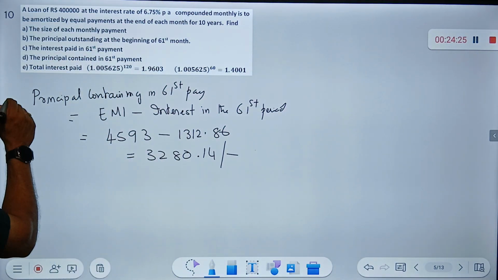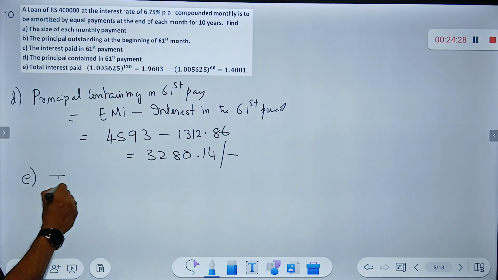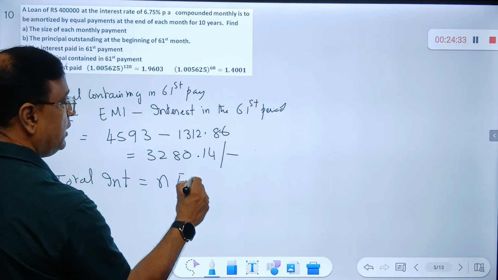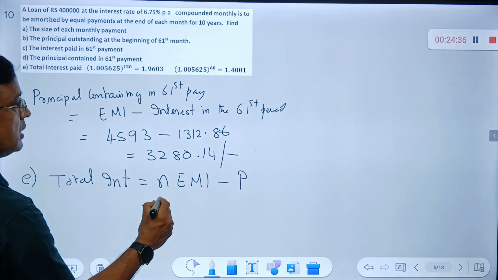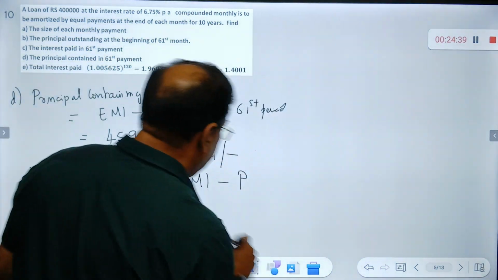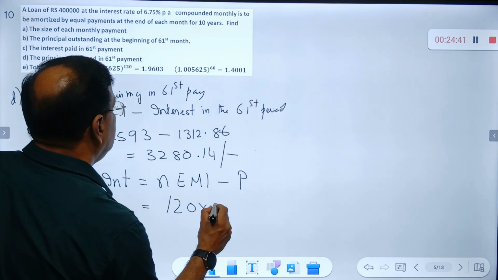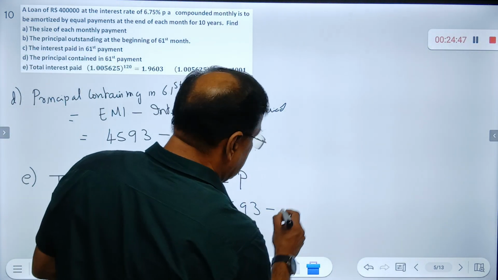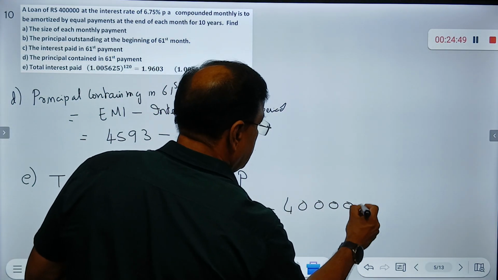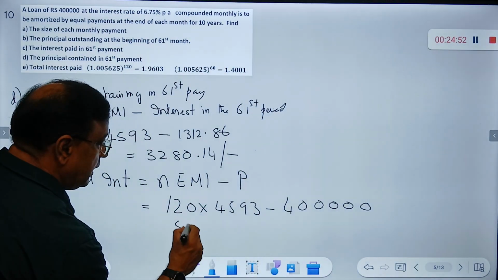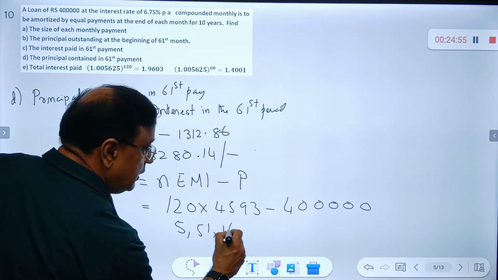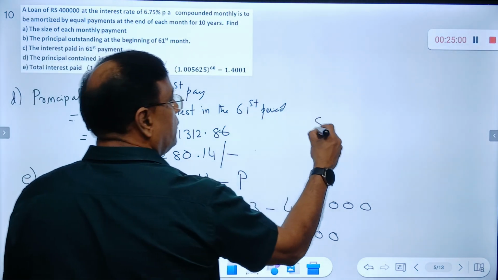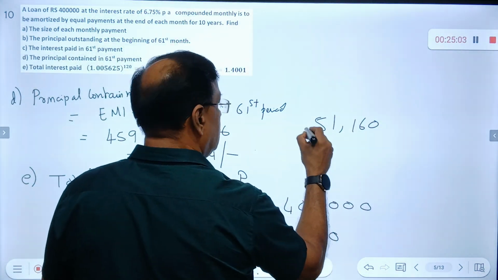Now the last subdivision. Already you did this in the previous one. Total interest is N into EMI minus principal. N is 120, EMI is 4593, and my principal is 4 lakhs. Correct? Now if I calculate this, I get 5,51,160 minus 4 lakhs. So the total interest paid is 1,51,160 rupees.